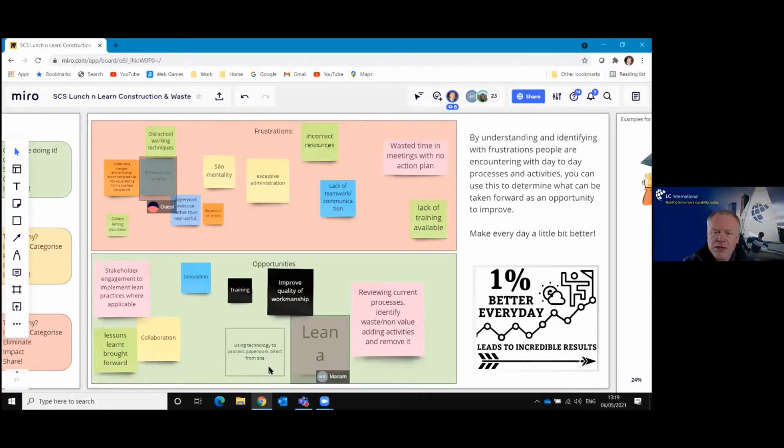Reviewing current processes, identify waste on varied activities and remove it. So think about, what is the proportion of your day spent on doing tasks? And what is your proportion of your day on looking forward to improve some of the things that you're faced with that haven't worked too well? And how can you break down your day so that you can focus some of that day on improving the current situation?